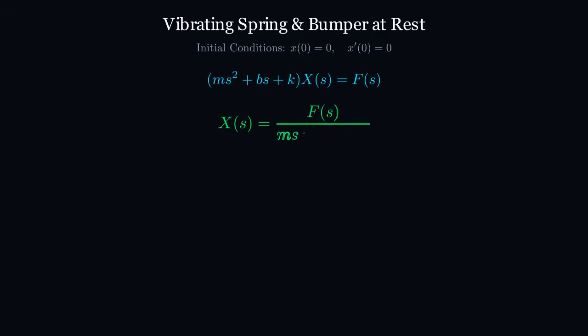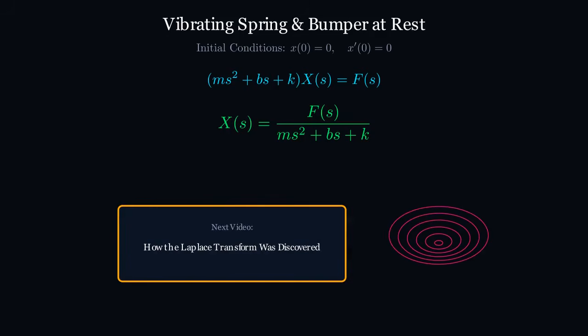Assuming our car bumper starts perfectly from rest, we swap every derivative for a power of s, turning the spring equation into simple algebra. ms squared X plus bsX plus kX equals F. If it was already moving, Laplace seamlessly incorporates those initial conditions too. Solving for X becomes a matter of basic division, bypassing hours of calculus.